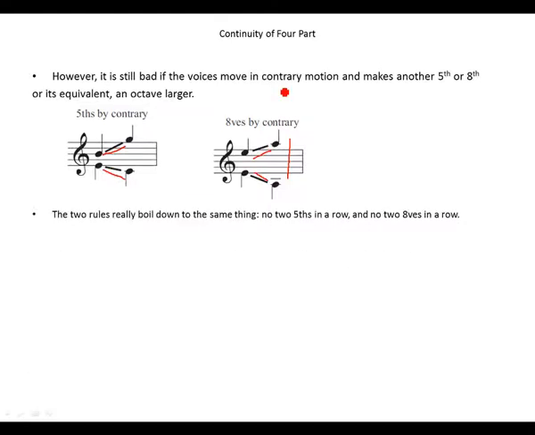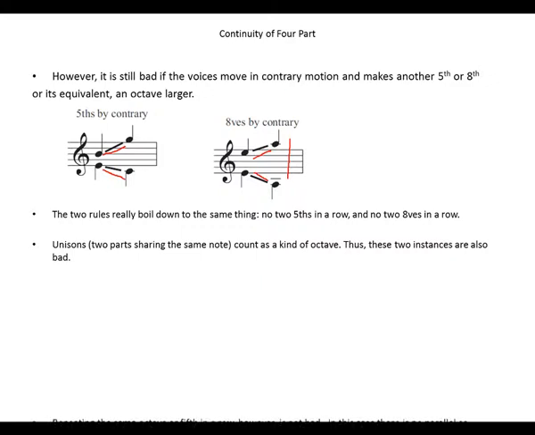The two rules really boil down to the same thing: no two fifths in a row and no two octaves in a row. Unison, two parts sharing the same note, counts as a kind of octave. Thus, these two instances are also bad.